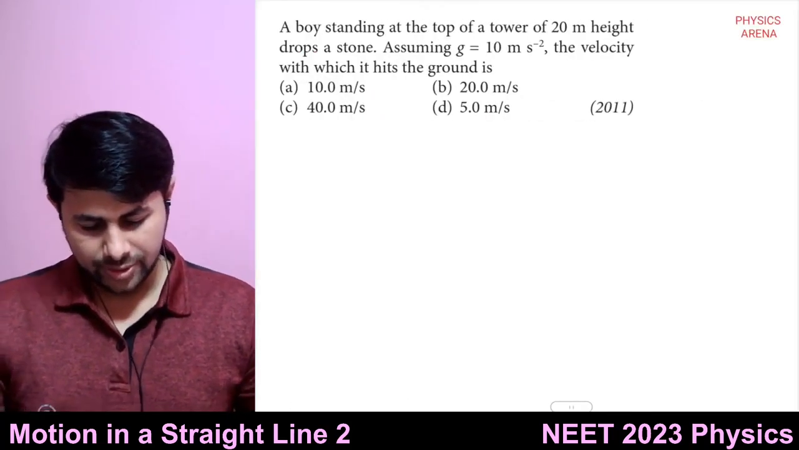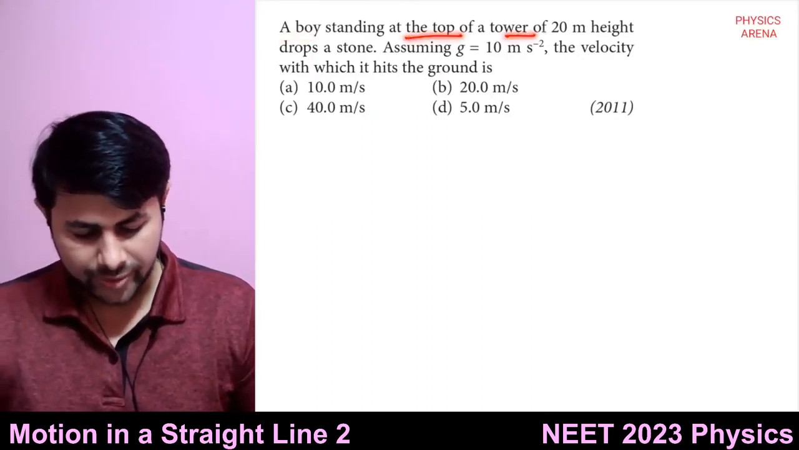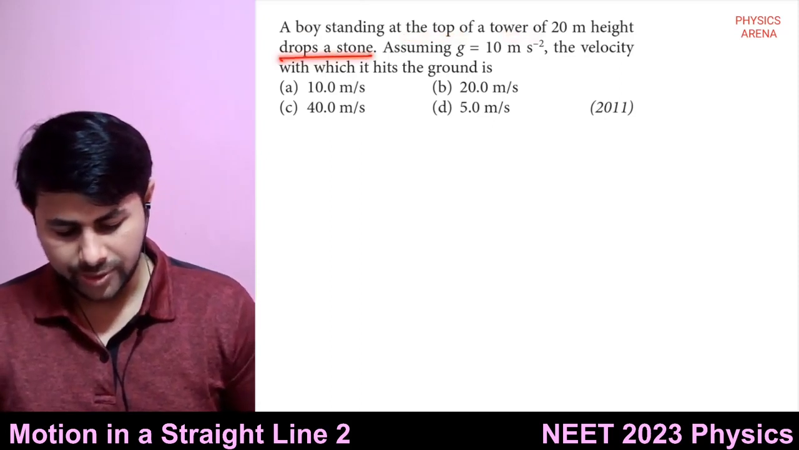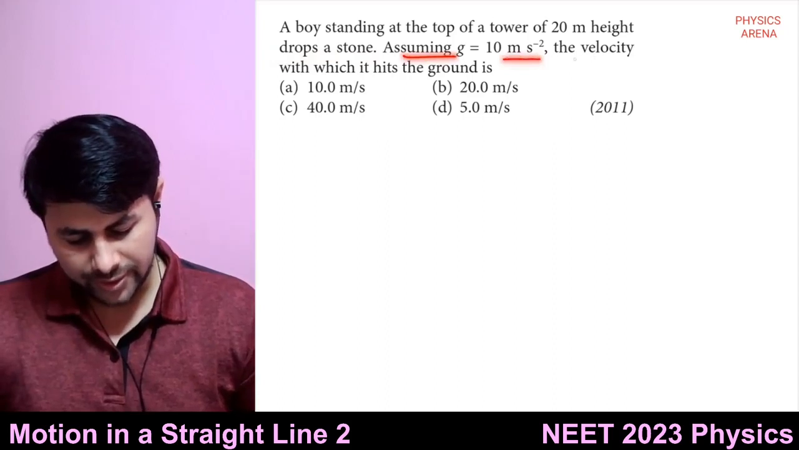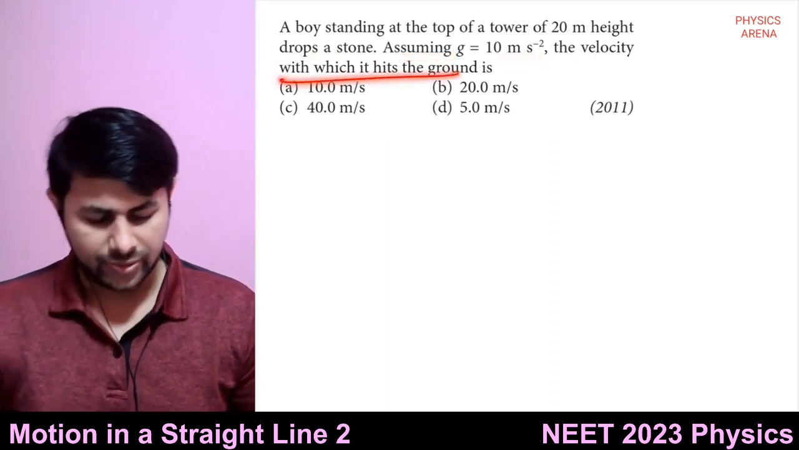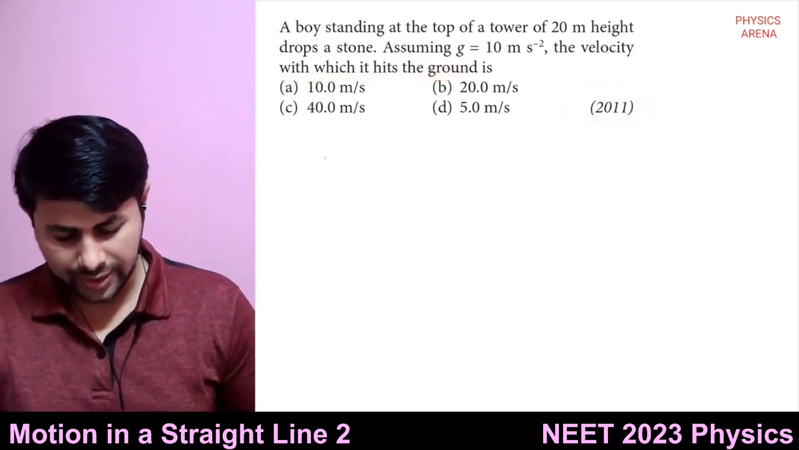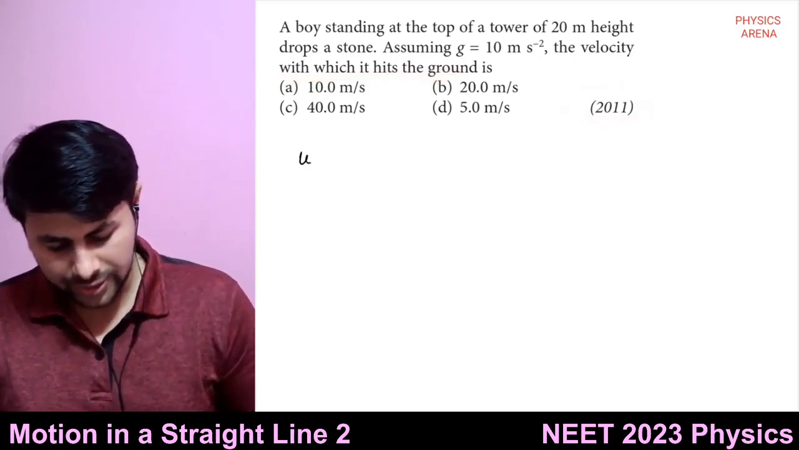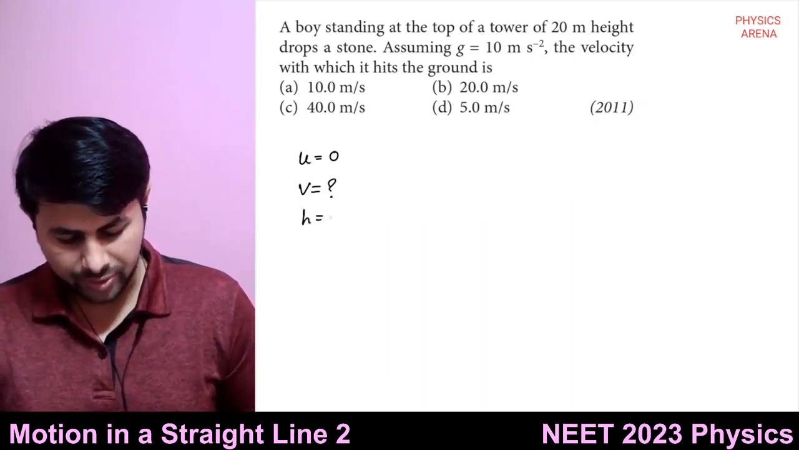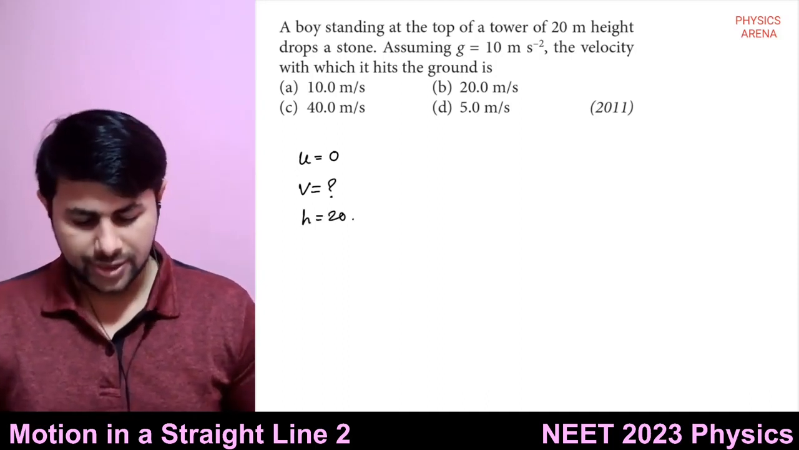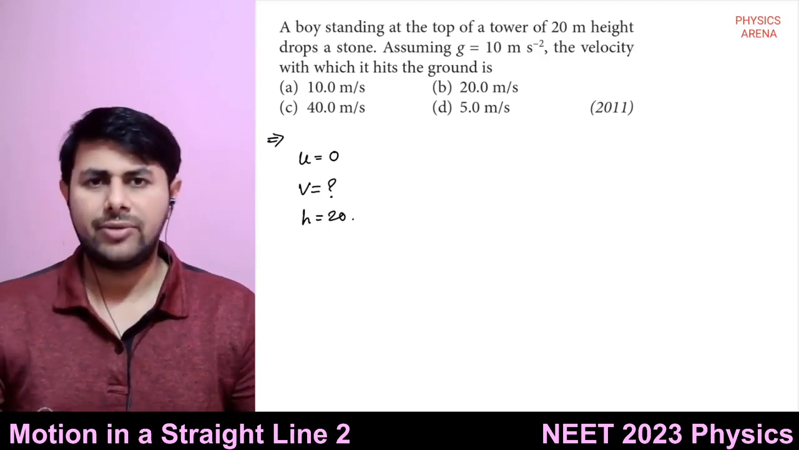Okay, so let's move on to the next question. A boy standing at the top of a tower of 20-meter height drops a stone. Assuming g equals 10 meters per second square, the velocity with which it hits the ground is. This is very simple. You are given that the boy drops a stone, so u is equal to 0. We know the height of the tower, it's 20, and g is given, which is 10 meters per second square. Tell me the kinematic equation.